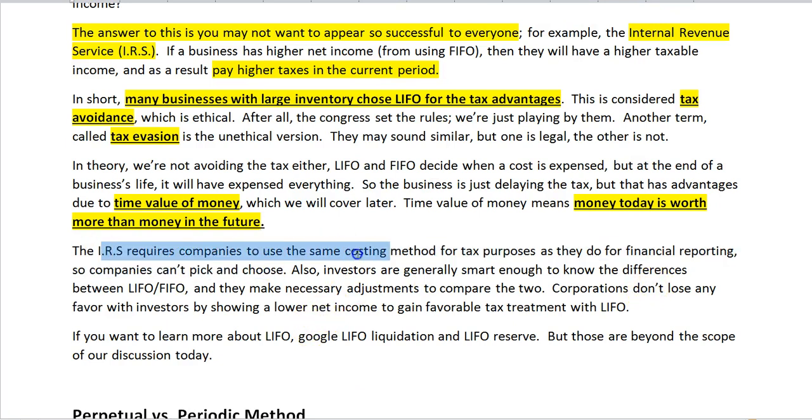Alright, so the IRS requires companies to use the same costing method for tax purposes that they do for financial reporting. So we can't pick and choose. We can't do FIFO inventory for our investors and shareholders and LIFO for the IRS. So we have to use the same one. As a result, many companies with large inventories use LIFO to get the tax advantage, and the investors are smart enough to know what they're doing.